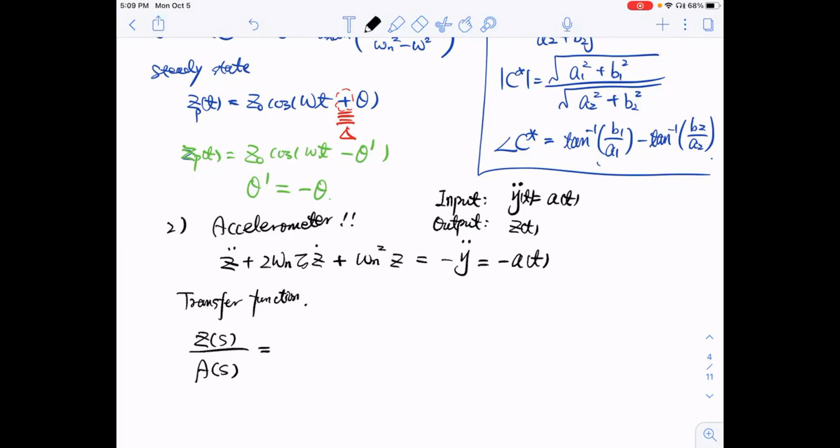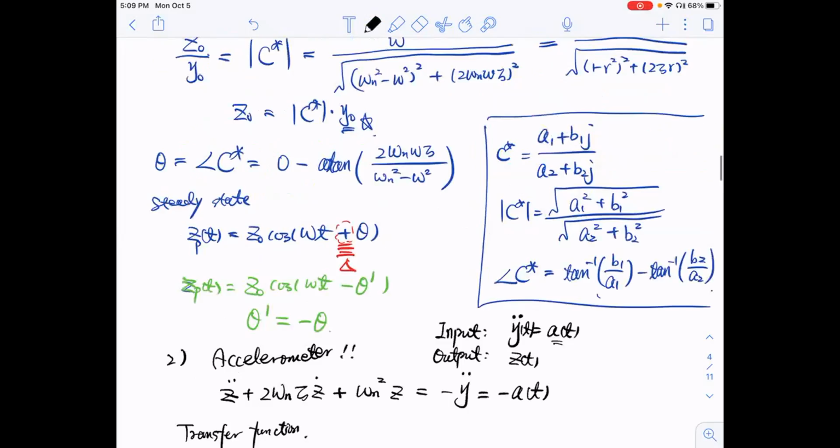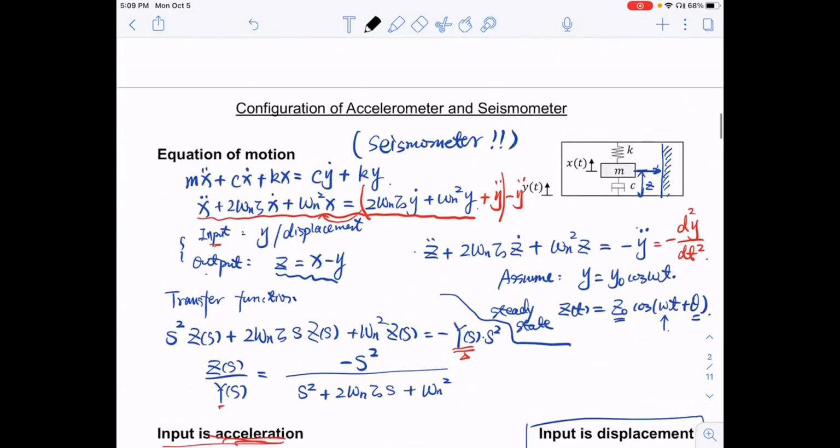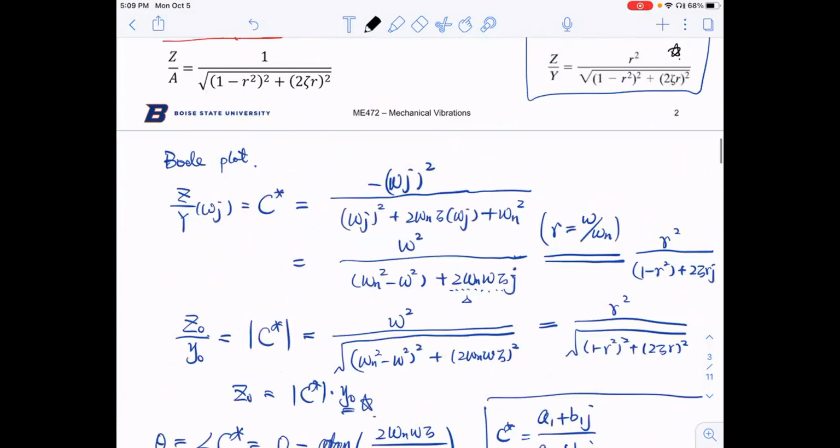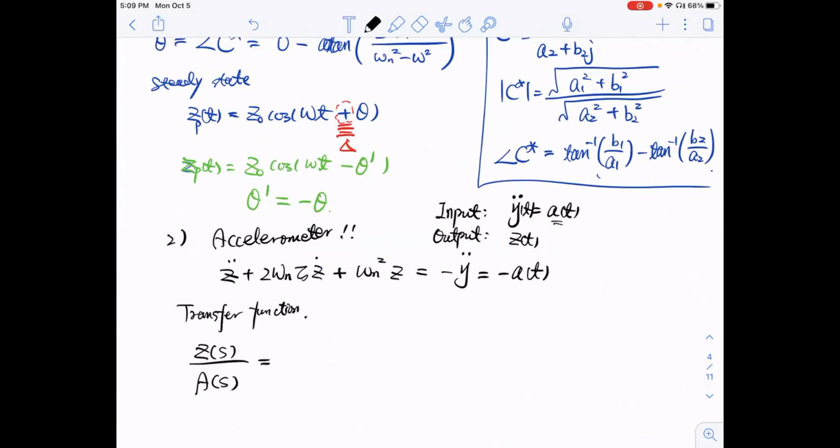Okay. So personally, my preference is to put the actual inputs into your equation so you can get rid of the confusion. Because if you go back to the seismometer problem, our input is y, so you want to leave the y in the ODE. But here, because our input is actually acceleration AT, you want to replace your y double dot by AT. So after doing so, what you have is minus 1 over s squared plus 2 omega n zeta s plus omega n squared.